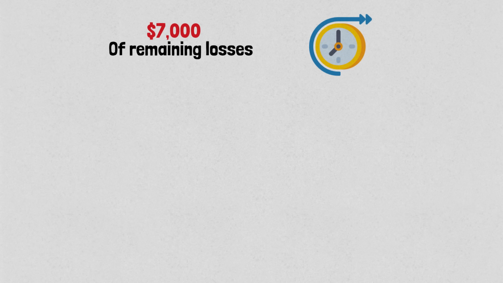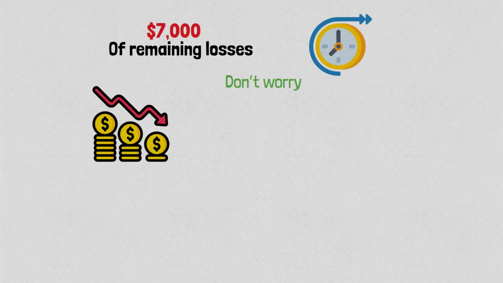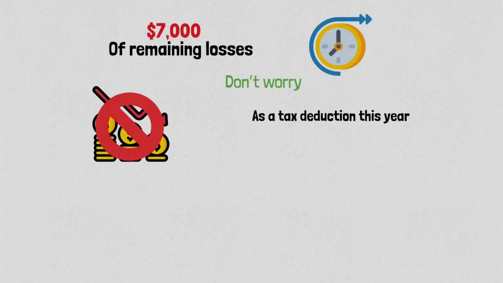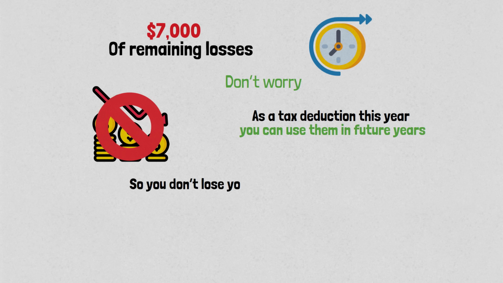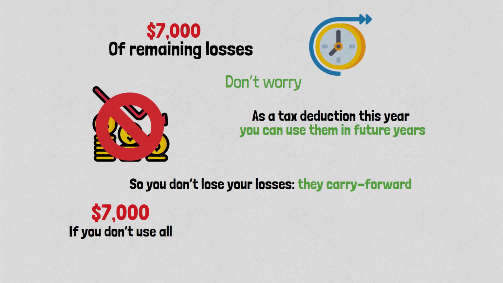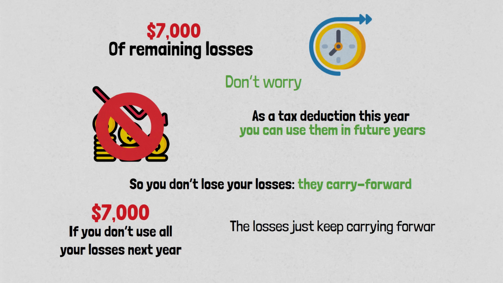So the $7,000 of remaining losses would carry forward into the future, so don't worry. Even though you can't use all of your losses as a tax deduction this year, you can use them in future years. So you don't lose your losses, they carry forward. And if you don't use all your losses next year, then the losses just keep carrying forward until you're able to claim them all in full.